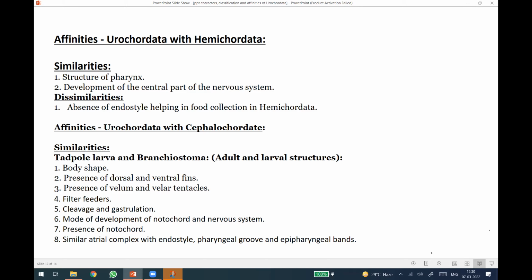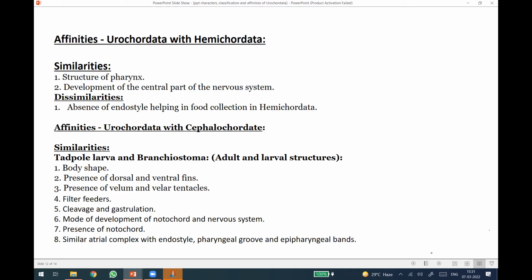But dissimilarities are absence of endostyle helping in food collection in Hemichordata. हेमिकॉर्डेटा में प्रॉपर एंडोस्टाइल, जो हायर फॉर्म्स में थायरॉइड ग्लैंड में कन्वर्ट होता है, वह नॉट फाउंड. एक कॉर्डेट जो हम ऑलरेडी डिस्कस्ड कर चुके हैं कि एक एंडोस्टाइल की तरह का स्ट्रक्चर ऑब्जर्व किया गया था, but later this view has been completely discarded.